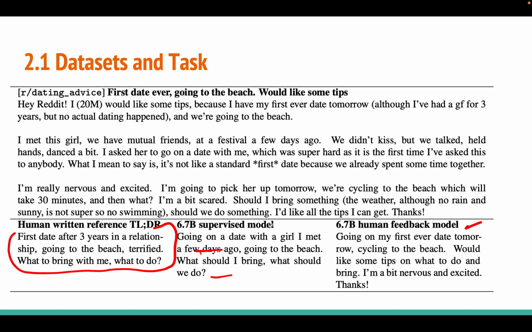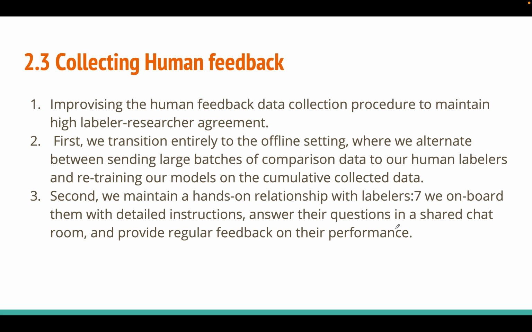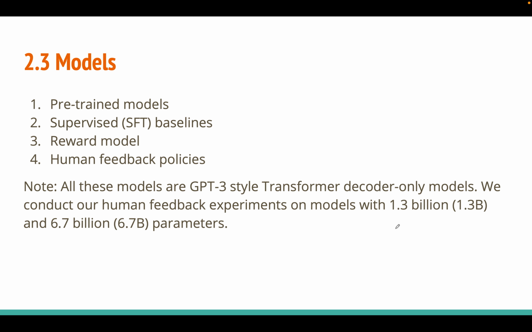And if you have the SFT model, which is the supervised fine-tuned LLM, it looks like this. And if you use the human feedback model, which is the pipeline I explained just now with the reward model and so on, you will get a much better summary. Collecting human feedback is just what I explained. I think I'm going to skip this one. Now let's go to the models.